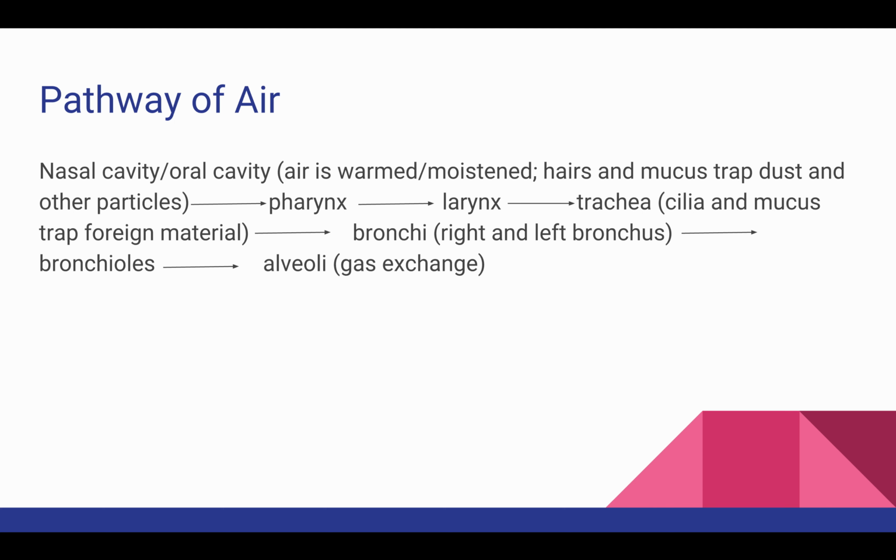From the trachea, that air is going to go into the bronchi, the right and left bronchus, and then it's going to branch further down into the many bronchioles before it ends at the alveoli. That's the end point of the respiratory system, and again, that's where you're going to get gas exchange, oxygen into the blood, carbon dioxide into the alveoli to be breathed out.